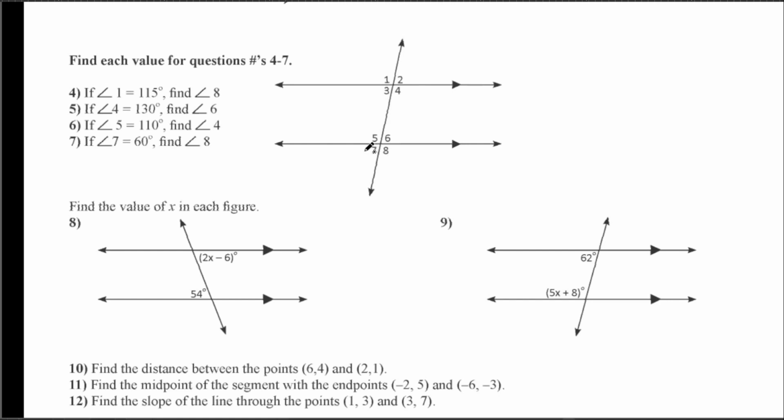Adds up to 180. That the acute and the obtuse, anytime in this situation where you have 2 parallel lines cut by a transversal, any obtuse and any acute will add up to be 180 degrees. We good? All right, let's look at this one.